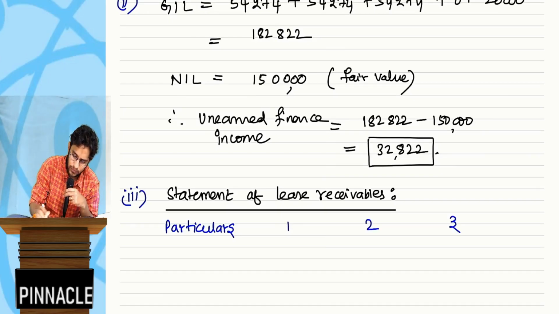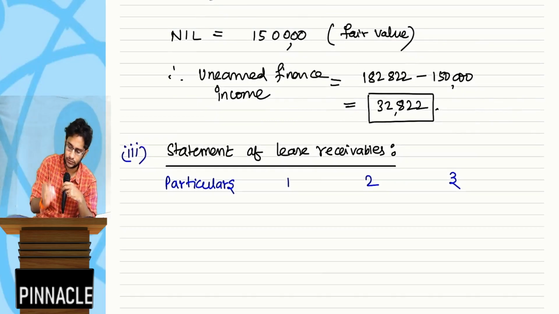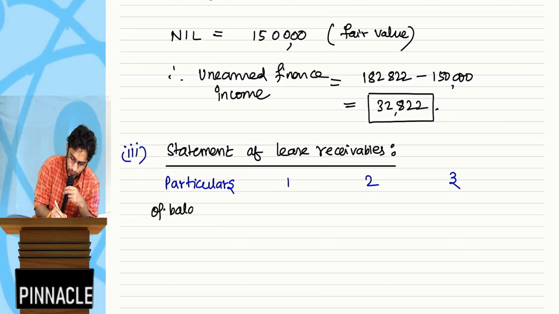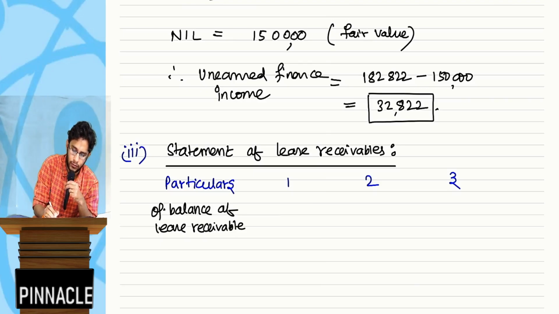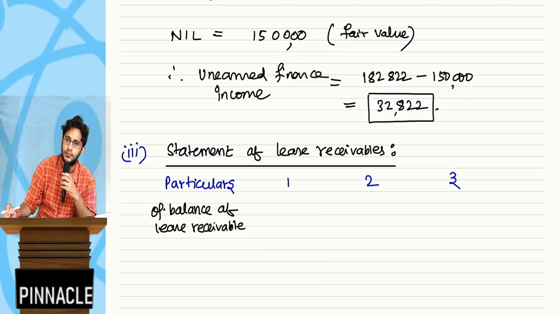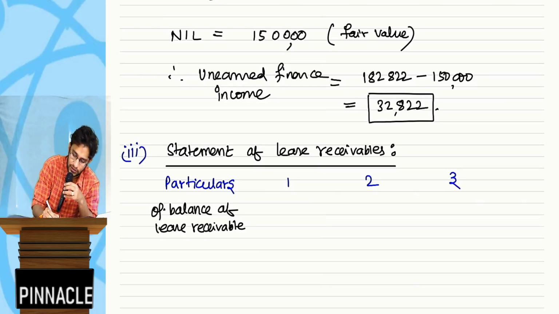Particulars: year 1, 2, 3. Opening balance of lease receivables. Tell me, what amount will the lessor record the lease receivable entry with? First entry in the lessor's books: lease receivables account debit, an asset. The entry will be recorded at nil. Net investment in lease is nothing but the fair value of the asset. So the starting point will be 1,50,000.